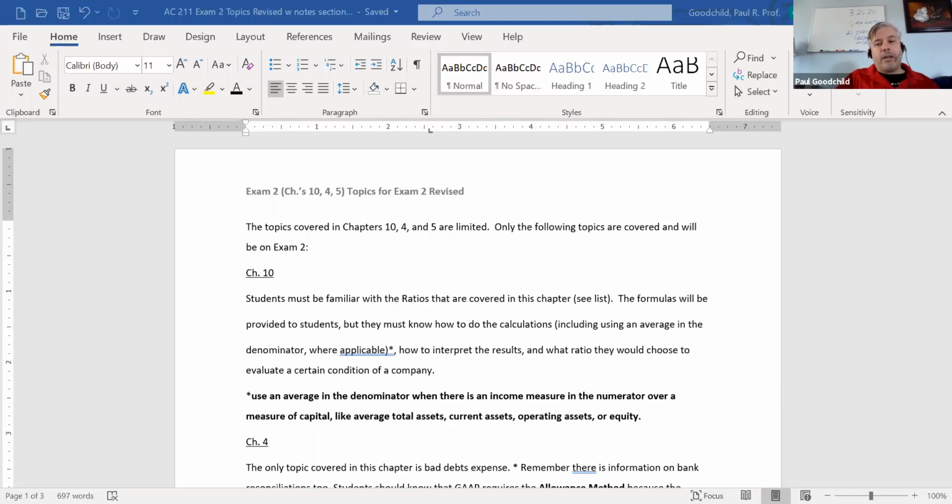You cannot be on Zoom during the exam. You do not have to come on before the exam. Once you go into the lockdown browser, it's going to require you to close any of your browsers and Zoom. And so the only thing you can have open is the lockdown browser.